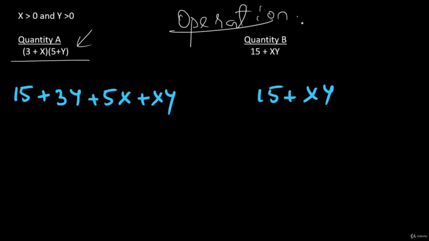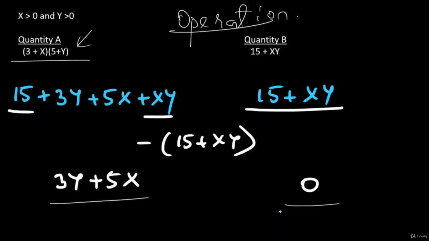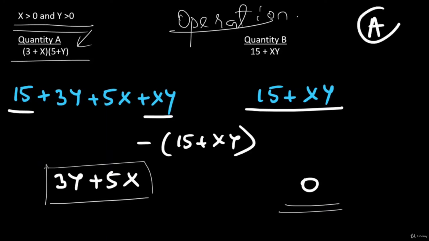Now let's do operations on the quantities. Over here you can notice that on quantity A and quantity B, you have 15 plus xy. So let's subtract 15 plus xy from both the quantities. Now quantity A becomes 3y plus 5x, and quantity B will become 0. Clearly you can see that quantity A will be greater than quantity B, because this term has to be greater than 0, because x and y are greater than 0 as per the question stem. Therefore, the correct answer to this question is option A.